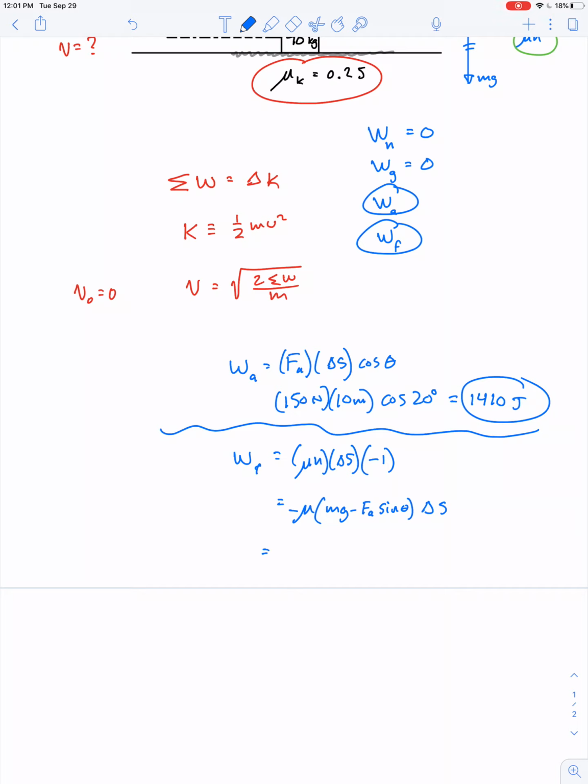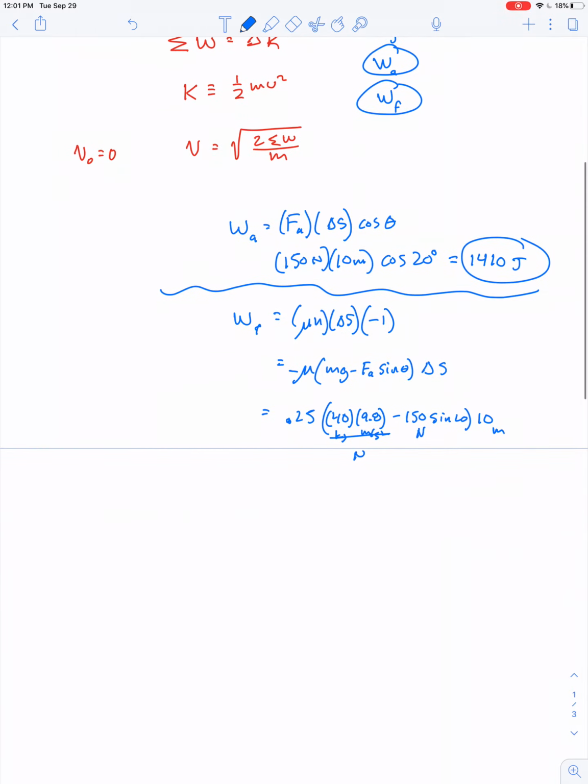So if we want to plug in the numerical values, this is 0.25 times 40 times 9.8 minus 150 sine 20, and all that multiplied by 10. Of course, this is kilograms and meters per second squared, but a kilogram meter per second squared is a newton. This 150 was also newtons, and the 10 is meters. So in the end, we know we're going to end up with newton meters or joules as the numerical value. Grab a calculator, maybe take this piece by piece.